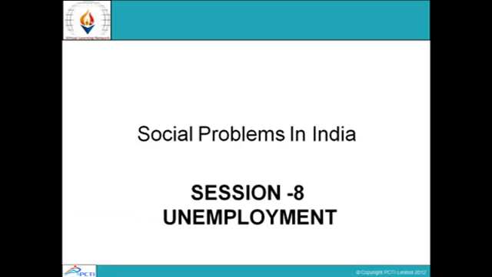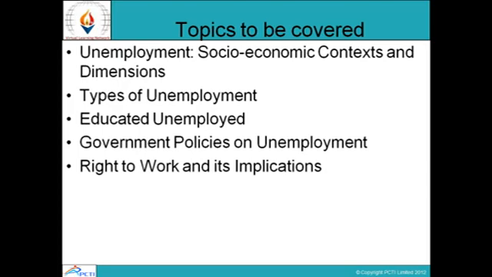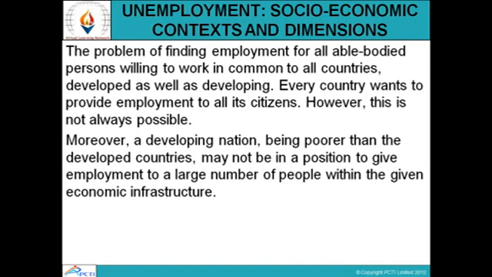This is session number 8 of Social Problems in India and the topic is unemployment. Topics to be covered in this session are unemployment, socio-economic context and dimensions, types of unemployment, educated unemployed, government policies on unemployment, right to work and its implications. Now come to the first topic, that is unemployment in socio-economic context and its dimensions.